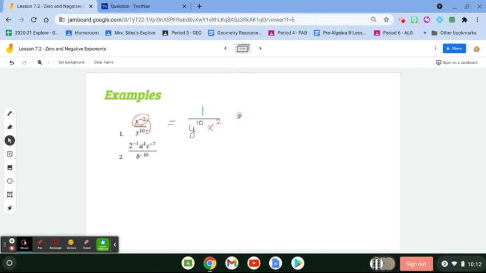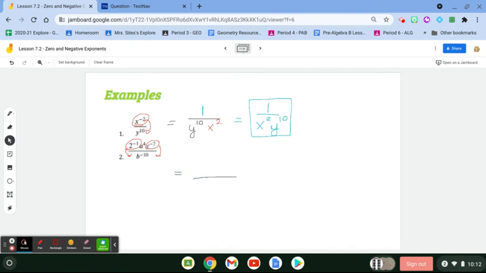If you wanted to write your final answer with your x's first and then your y's, so everything's in alphabetical order, you can, but that would be your final answer. Okay, let's try one more. Okay, let's take a look at problem number 2. In this problem, I see that 2 has a negative exponent, and I see that a c has a negative exponent in the numerator. So I'm going to set this up with my fraction bar.